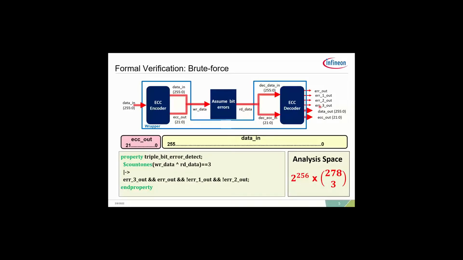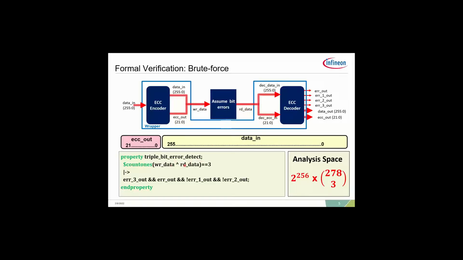The first formal verification approach, we call brute force because we do not perform any abstraction to reduce the state space for the formal analysis. Here is a property written in SystemVerilog assertion syntax. This is one property to check that whenever there is a 3-bit error, the correct output signals are set. In this property, we are checking the write data, which is written into the memory, and the read data, which is the data read from the memory.